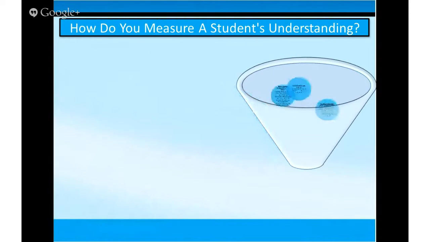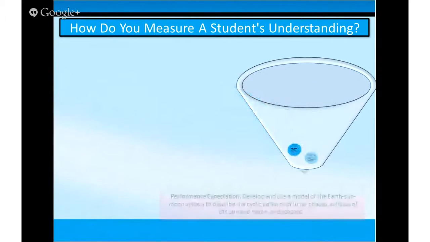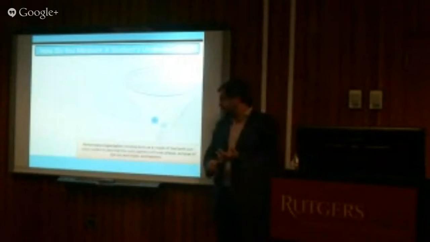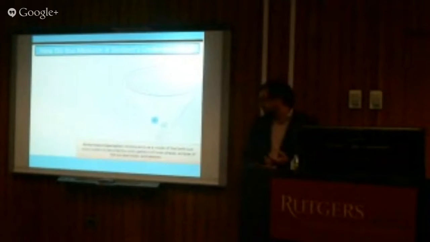So the NGSS has already done this part for you, right? They did the hard work of spinning these things around and coming up with what they call a performance expectation. It's the claim, okay? And the performance expectation for this particular piece is to develop and use a model of the Earth, Sun, Moon system to describe the cyclic patterns of lunar phases, eclipses of the Sun and Moon, and seasons. And so this is not what they've done for you.